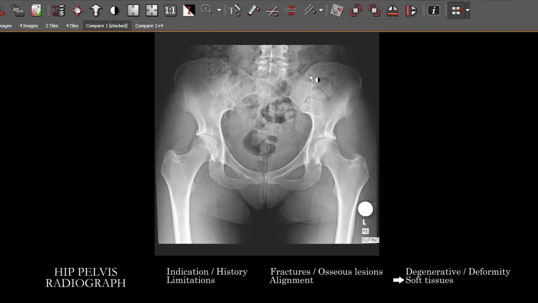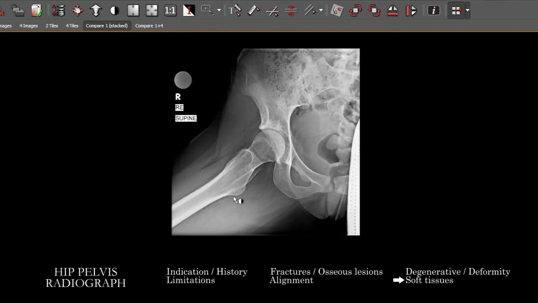Once you've taken a look at all the osseous structures and their alignment on both views, be very, very careful looking for solid abnormality along the femoral head-neck junction, intertrochanteric and subtrochanteric areas.